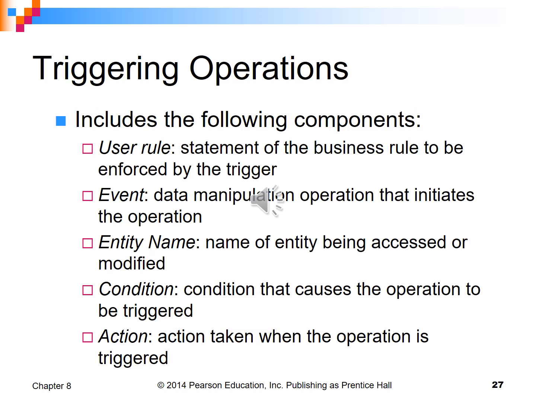What should the triggering operation really contain? What are its components? First of all, the rule: a statement of the business rule to be enforced by the trigger. Event: the data manipulation operation that initiates the operation. Entity: the name of the entity being accessed or modified. Condition: what causes the operation to be triggered, and the action which should be taken.